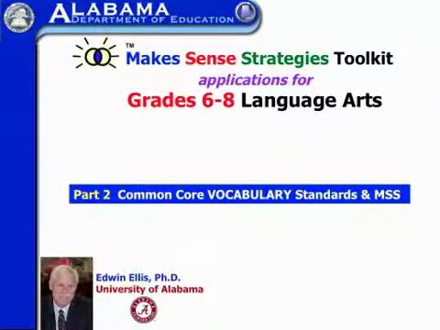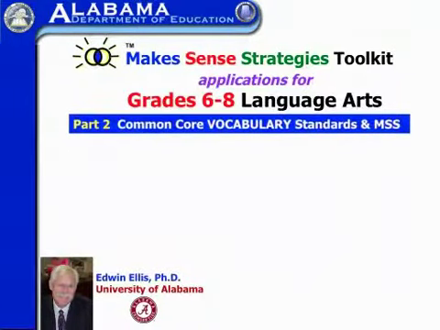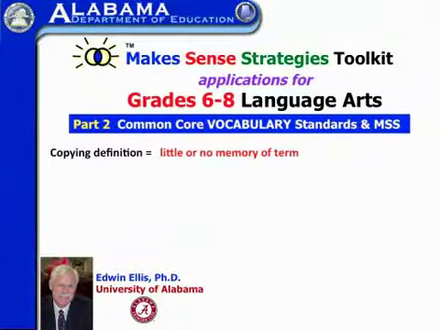We're going to take a look now at Part 2, which is the vocabulary smart sheets that are in the Make Sense Strategies toolkit. And there are several things to keep in mind when it comes to teaching vocabulary. One of those is that very often some assignments will require students to do things like look up the definition of a term, copy the definition, and then write a sentence using the term.